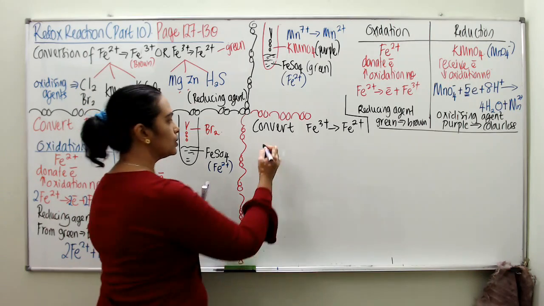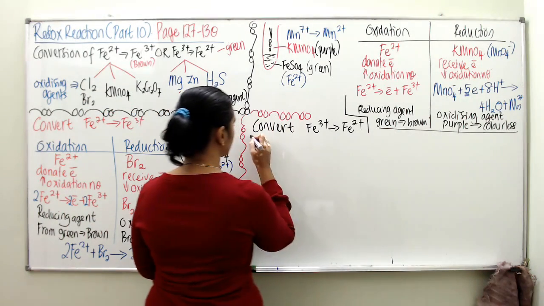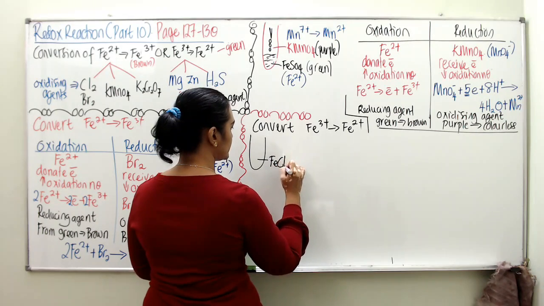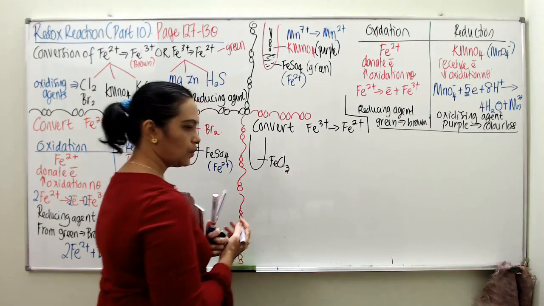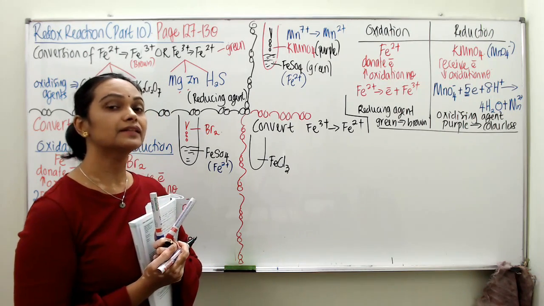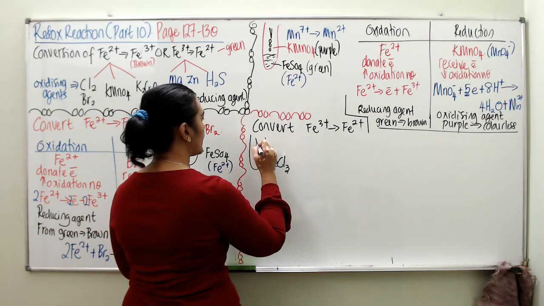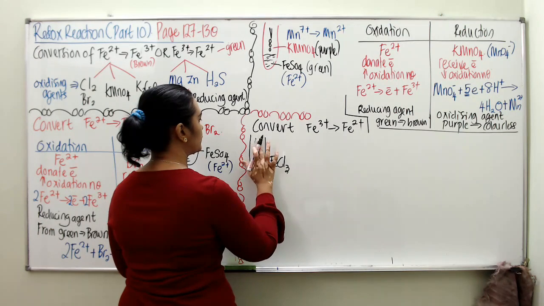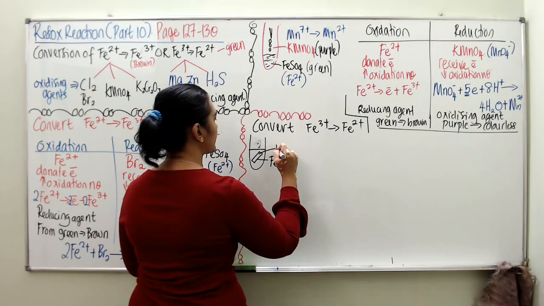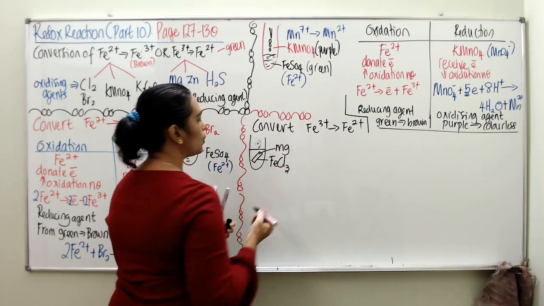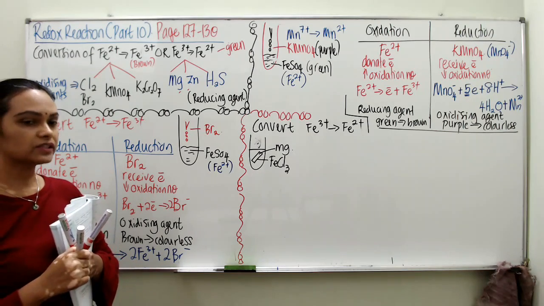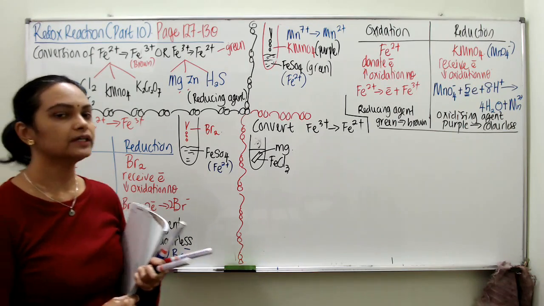Okay, so now let's go to conversion. So I have FeCl3, iron 3 chloride, a substance called iron 3 chloride, and I put in a metal called magnesium. So let's see what happens to the substance.